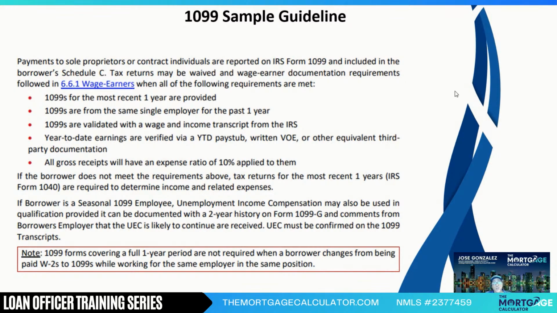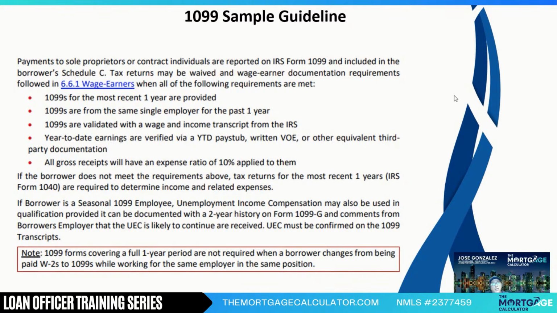So the year-to-date earnings can be verified by either a year-to-date pay stub, a written VOE from the 1099 provider. I'm not going to call them their employer because they're not an employee. I guess I could call them their contractor. The borrower is the independent contractor, and they are contracting the borrower. Or other equivalent third-party documentation.